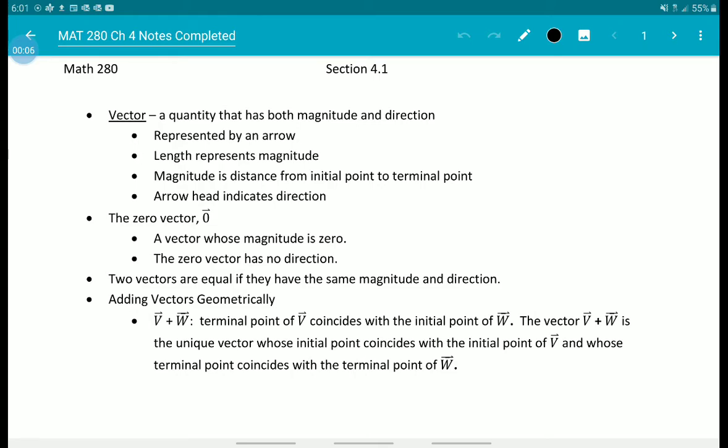Chapter 4 is all about vectors and vector spaces. So we're going to start out Chapter 4 with a brief review of vectors. Then we're going to get into the definition of a vector space. What is a vector space? We're going to show that there's a set of 10 axioms that must be satisfied in order to have a vector space. And then we're going to get into subspaces and what a subspace looks like.